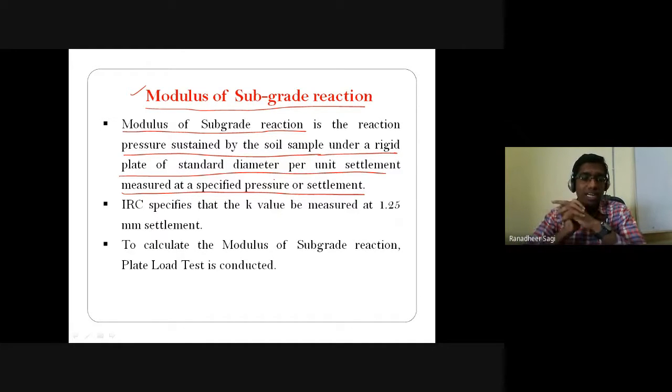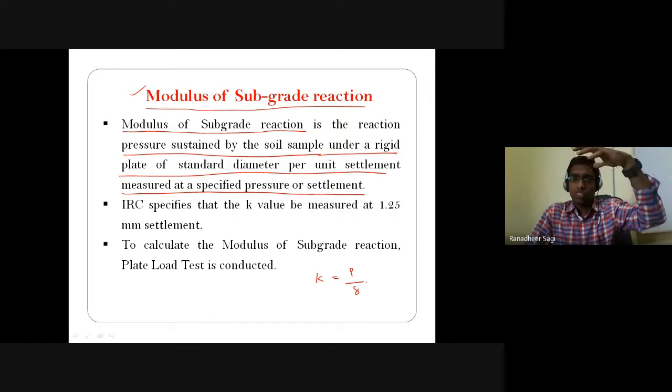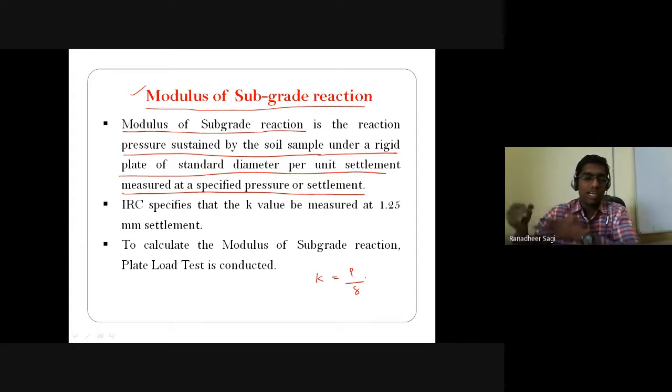Okay, so that ratio is what we call your modulus of subgrade reaction, denoted by the notation small k most of the time, which is given as pressure p by settlement, indicated as delta. So we transfer some amount of pressure through that particular plate onto the soil, and we measure how much settlement is happening in that plate due to that induced pressure. So pressure causing the corresponding settlement in that plate. That ratio is what we calculate, and that is what we call your modulus of subgrade reaction.